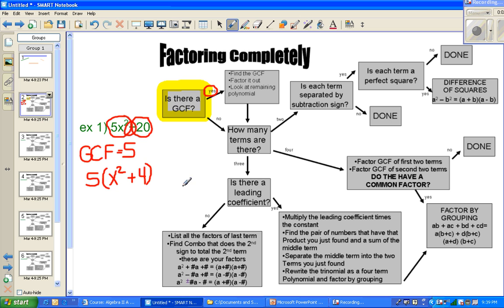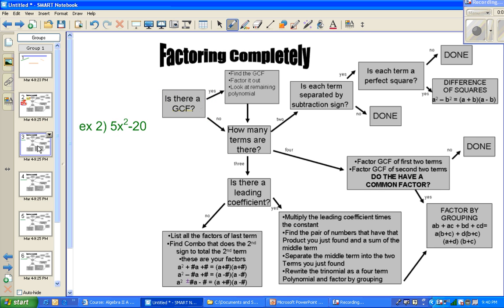So there are 2 terms, so we're going to follow our flow chart up here. Is each of those terms separated by a subtraction sign? No, this particular one has an addition sign. So since our answer is no, we are finished, because there's no such thing as factoring a sum of squares. It's only a difference of squares. So that is an example of a sum of squares that had a GCF, and so that's the only thing we were able to factor out.